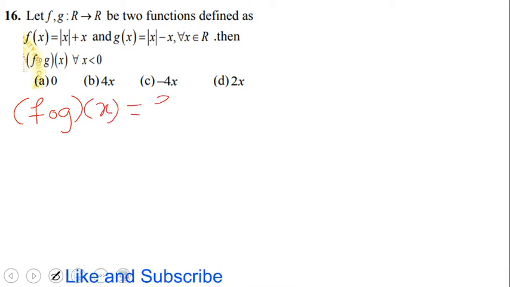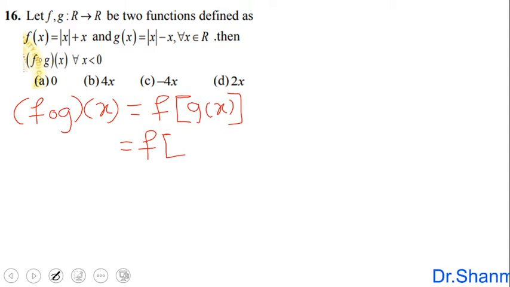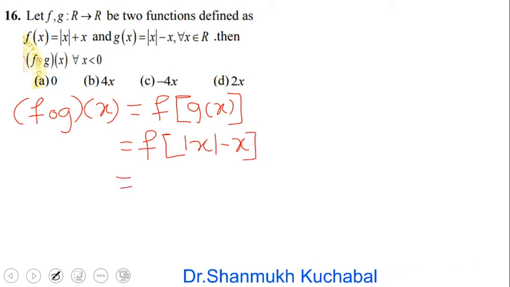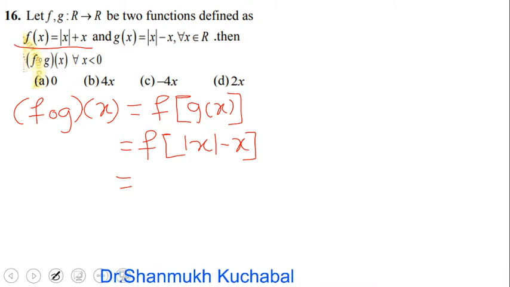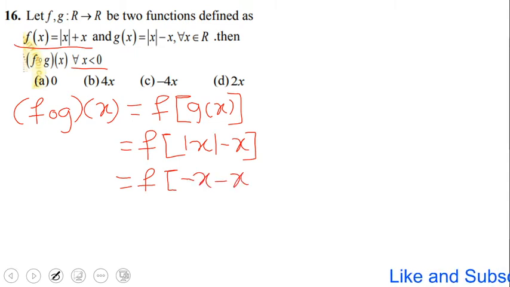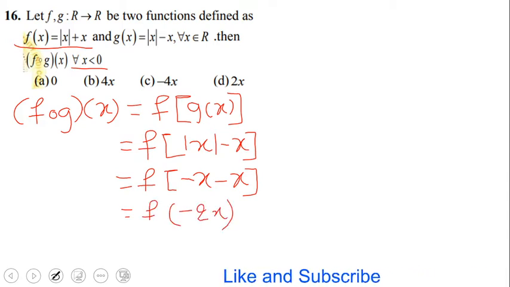So f as it is, g of x will be as it is. So f as it is, g of x. So g of x is mod x minus x. So f of x is defined, so without a modulus we have to take it. Okay, so here they have given before that x is less than 0. So I simplify this one. Less than 0 means mod of x is minus x. So this is minus x as it is. F of it is minus 2x. We are going to get it here.